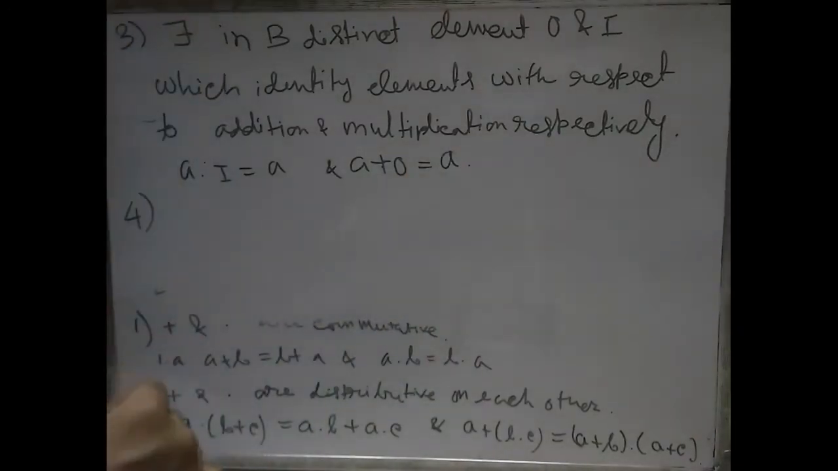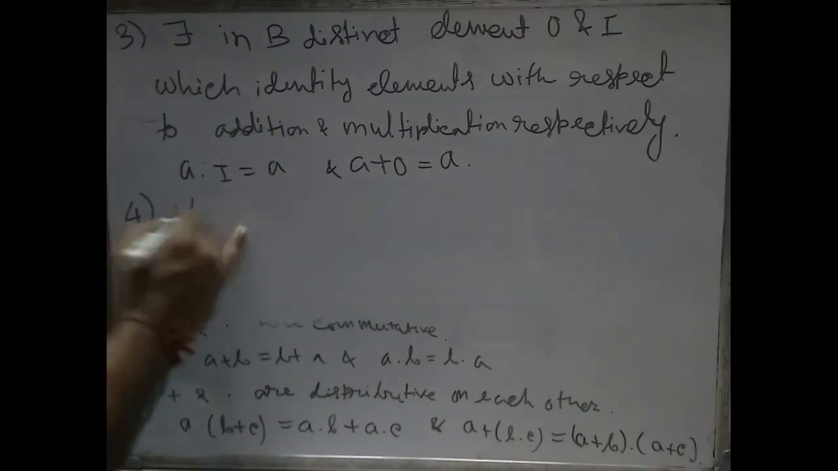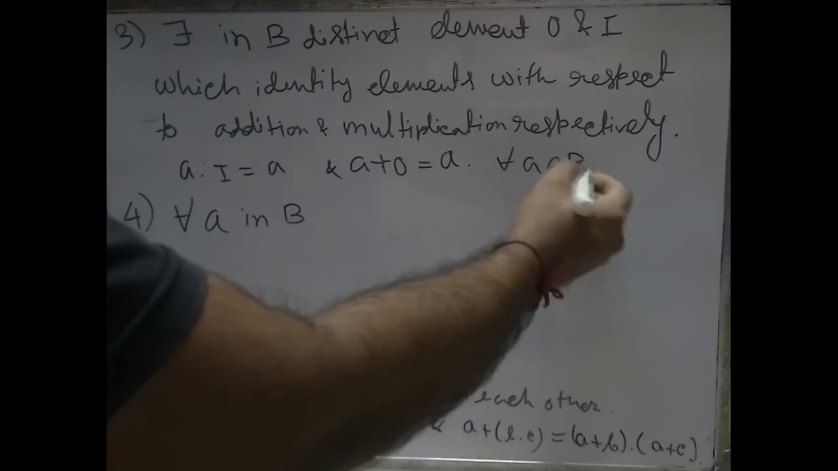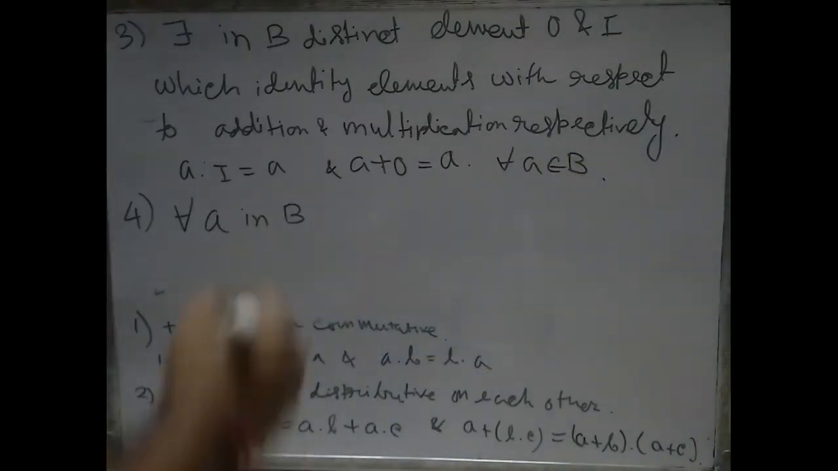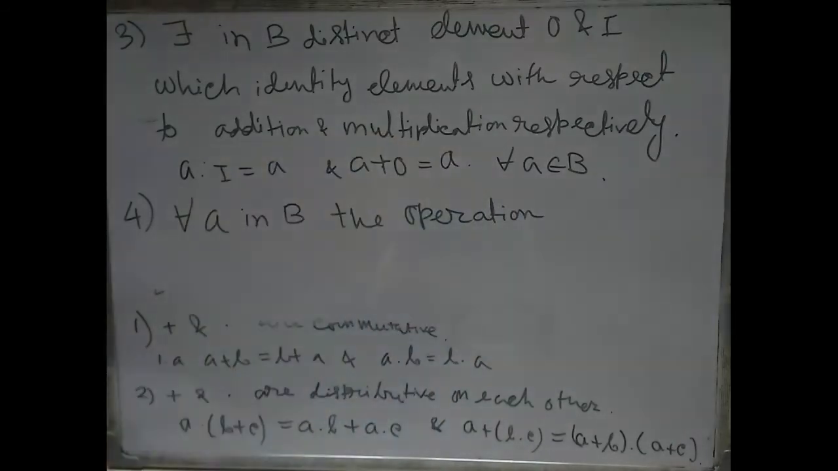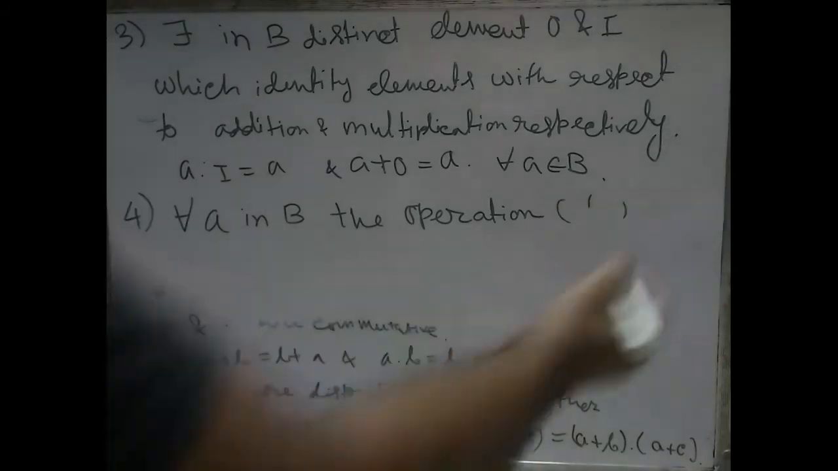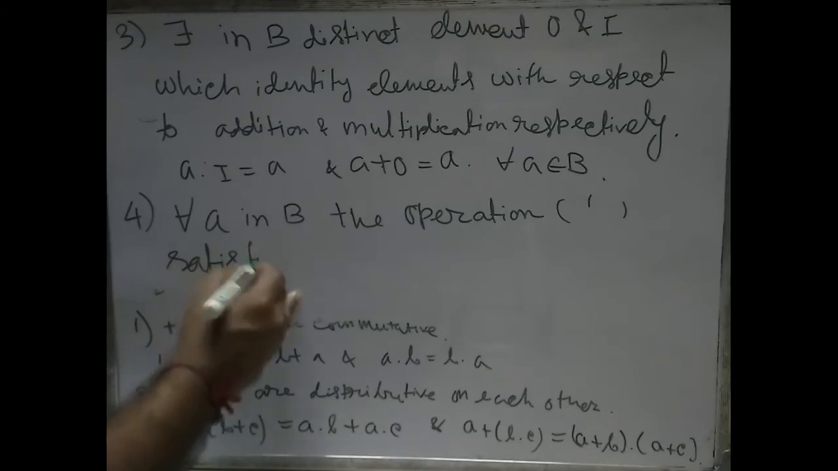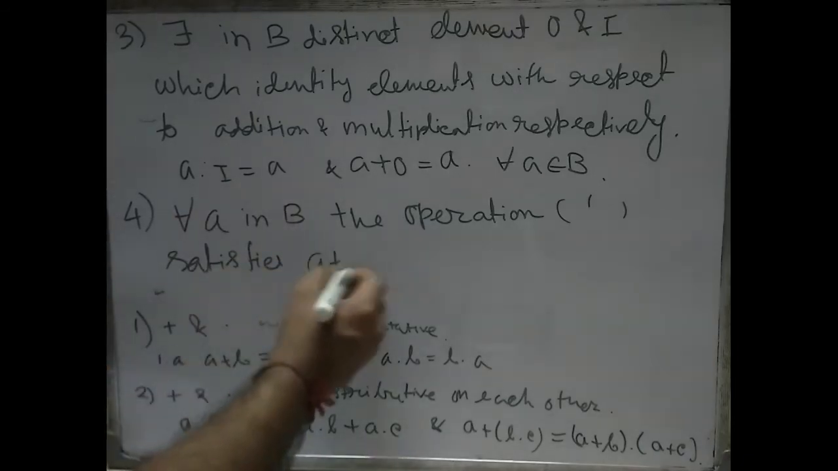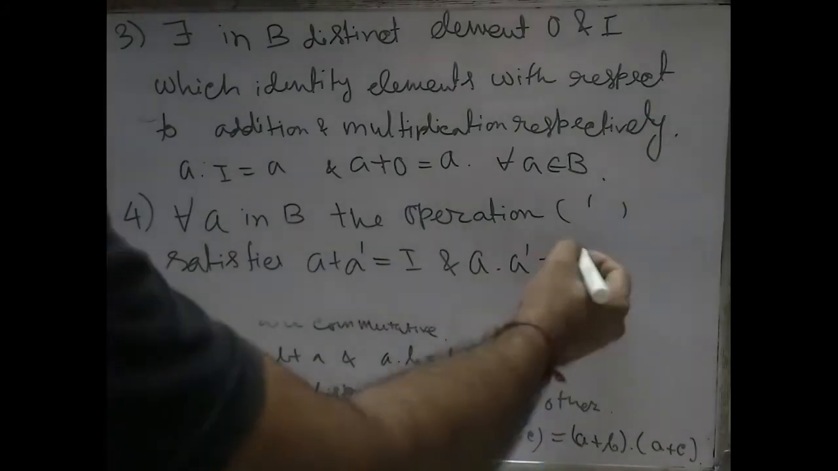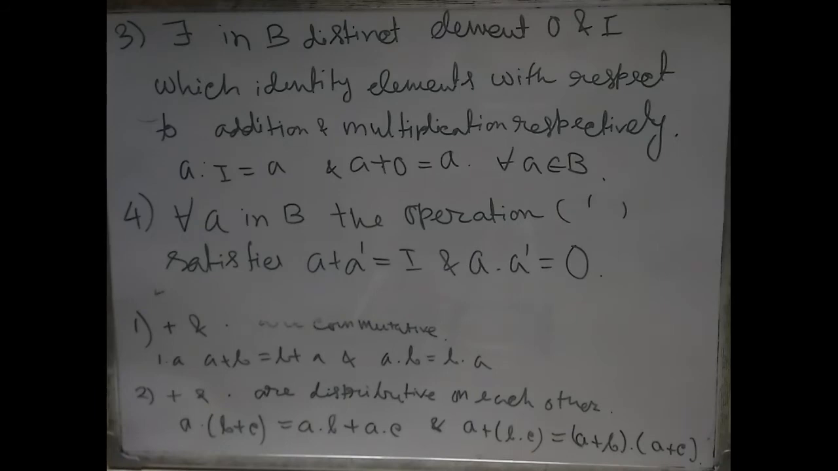Number four is for all a in B there exists an element a dash, which is called the unary operation or the complementation, which satisfies a plus a dash is equal to I and a dot a dash is equal to 0. Okay.